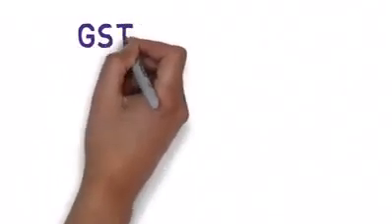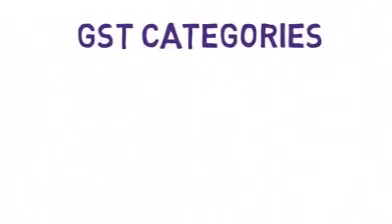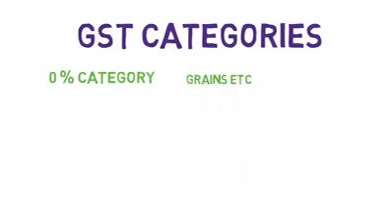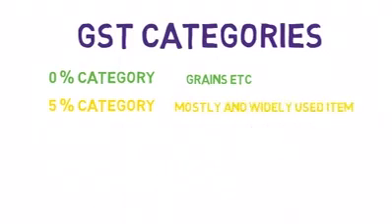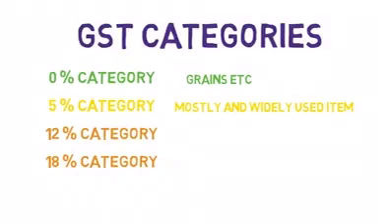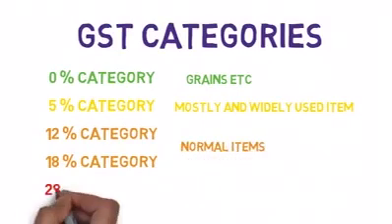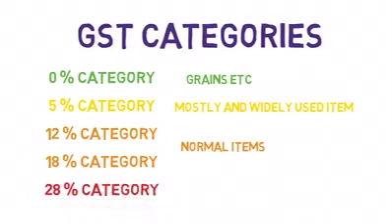We will also have 5 categories in GST in India. A 0% category, which will apply on food grains and so on. A 5% category, which will apply on mostly and widely used items. A 12 and 18% category, which will apply on items which are normally used. A 28% category, which will apply on luxurious items.